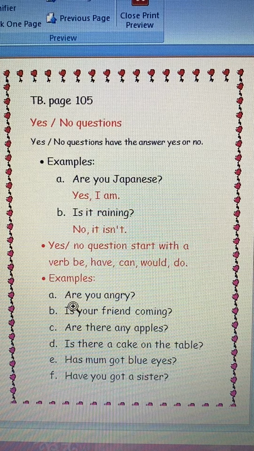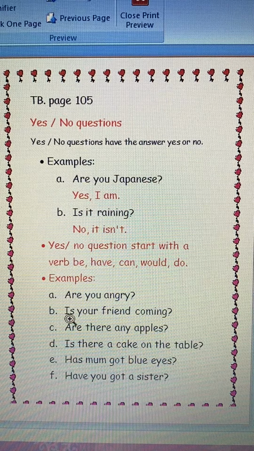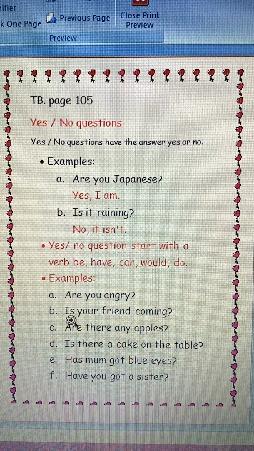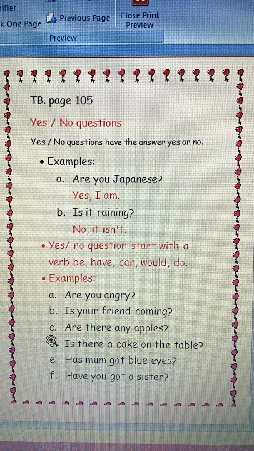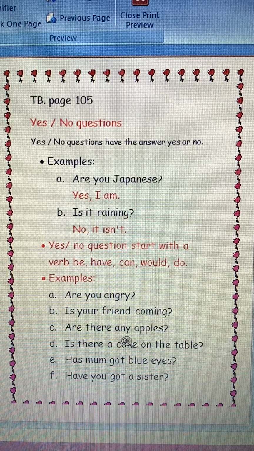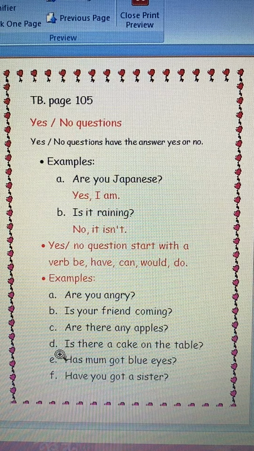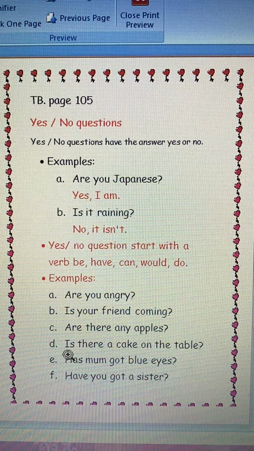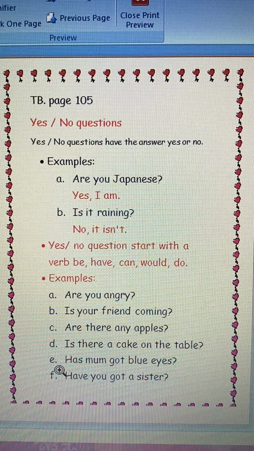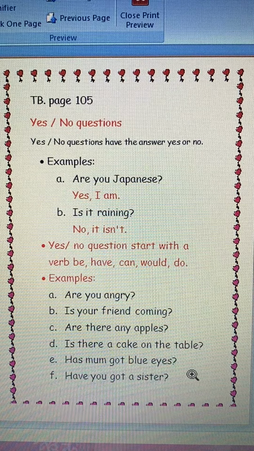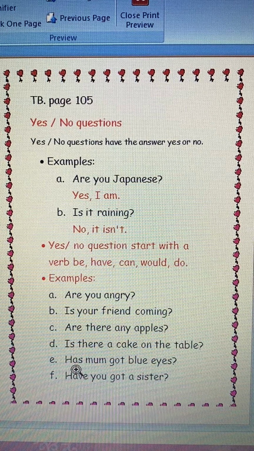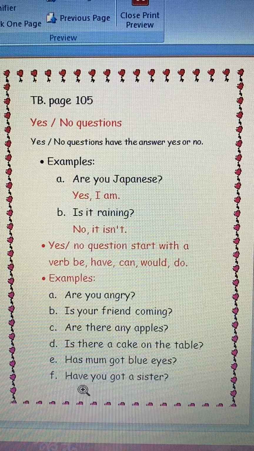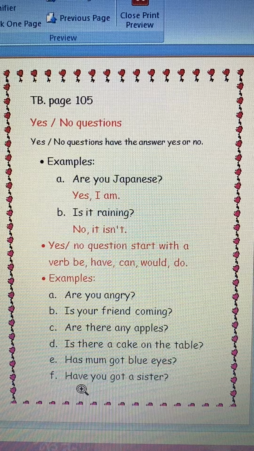Verb be is are. B, is your friend coming? This sentence begins with verb be is. Letter C, are there any apples? Begins with verb be are. Letter D, is there a cake on the table? Verb be is. And letter E, has mom got blue eyes? It begins with has. Letter F, have you got a sister? It begins with have. Those are some examples.